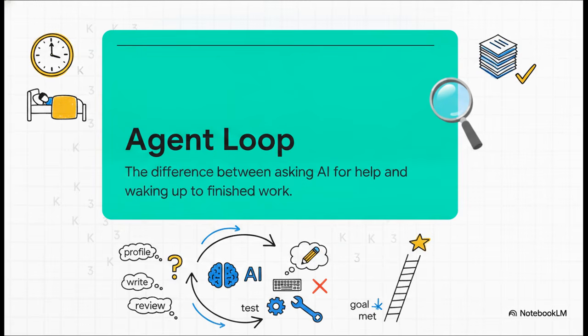K3 isn't just a chatbot. It's designed to run continuous, supervised turns. It profiles, it writes, it tests, it reviews its own errors, and it fixes them, looping over and over until the goal is completely met.